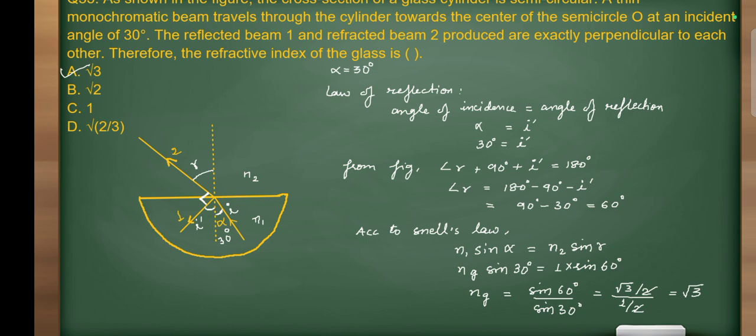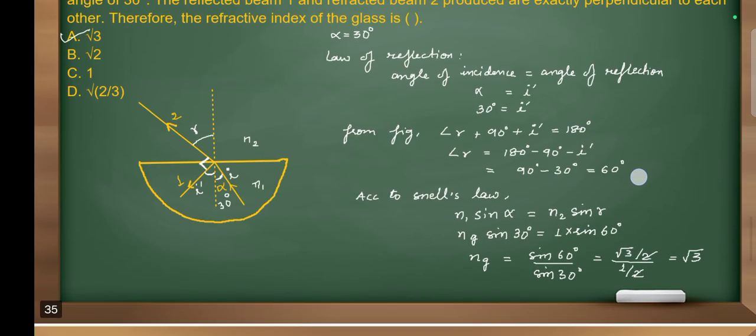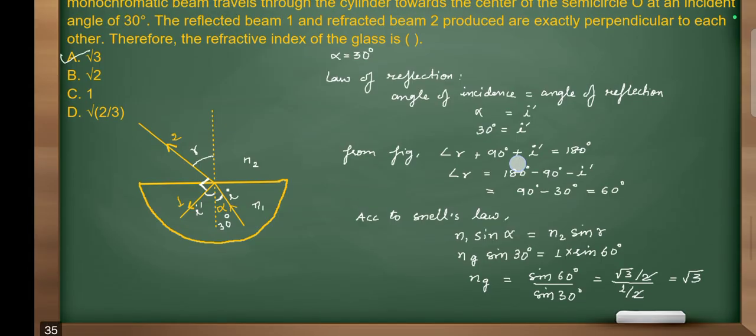So according to Snell's law, we know that n1 sin alpha is equal to n2 sin r, where n1 is the refractive index of the first medium. Here the first medium is glass, and n2 is the refractive index of the second medium, which is air. Then we put the value of alpha, the angle of incidence, that is 30 degree, and the angle of refraction, that is 60 degree, and we find the refractive index of glass, which will be equal to sin 60 divided by sin 30, which is root 3. So option A is correct.